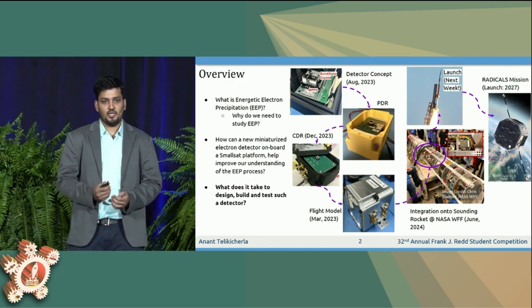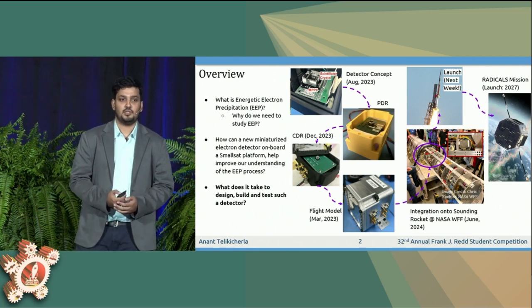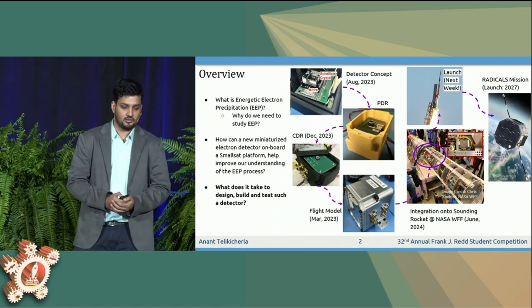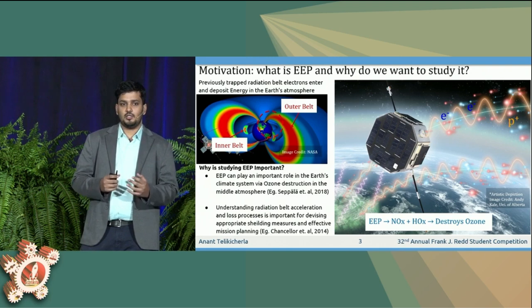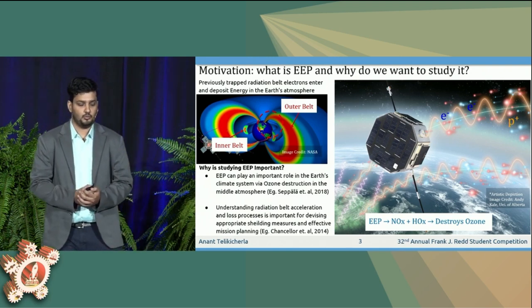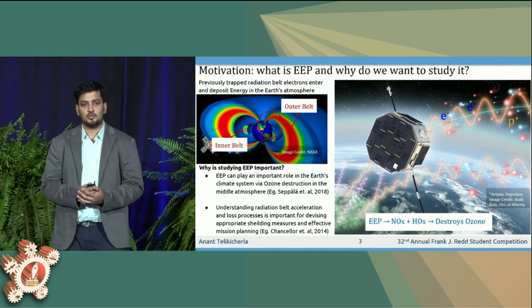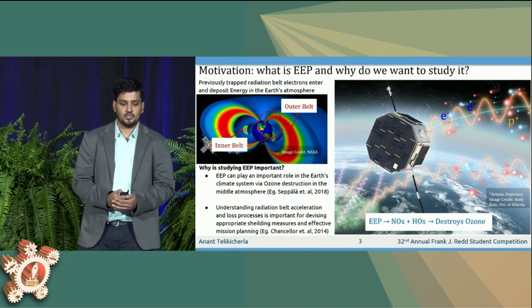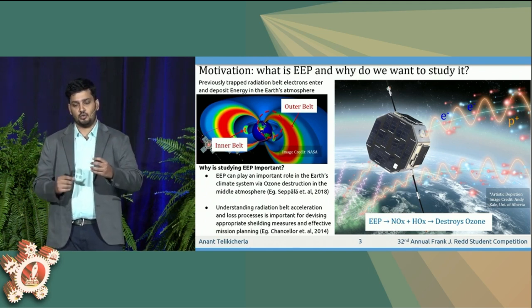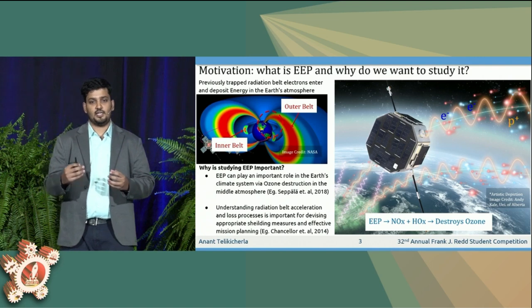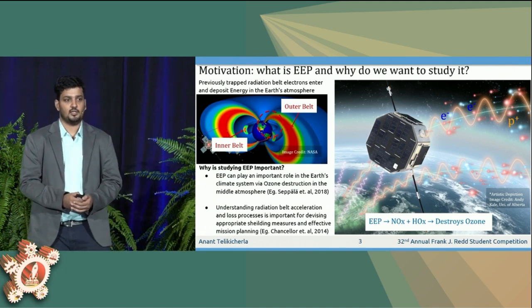Before I explain how the detector works, I would like to explain a little bit about why. What is energetic precipitation, and why do we care about this? Why do we want to measure this? To give some of the motivation, the Earth is surrounded by regions of charged particles, which you may all know as the Van Allen radiation belts. There are predominantly two belts. One is the inner belt, which mostly consists of protons, and there's the outer belt, which mostly consists of electrons. Sometimes these trapped electrons in the outer belt can enter into the Earth's atmosphere and deposit energy into the Earth's atmosphere through a process known as energetic particle precipitation.